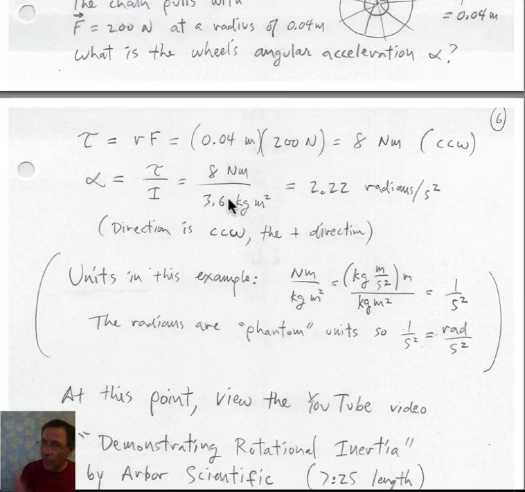And this is an okay thing to do. Remember, radians can vanish, and by the same token, I can put in radians as long as I know what I'm doing. This requires judgment on your part. You just have to think: does it make sense? So in this case, we're doing a rotational acceleration problem, and yeah, it makes sense. It's radians per second squared.